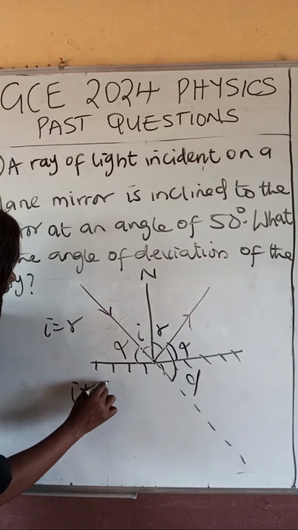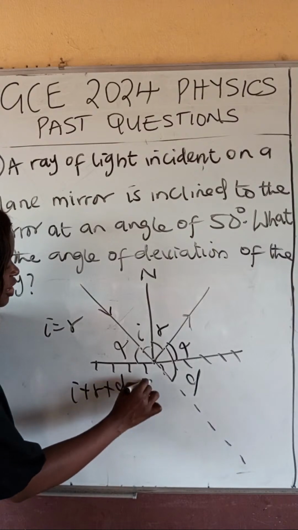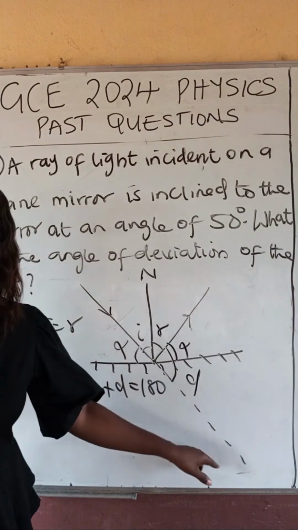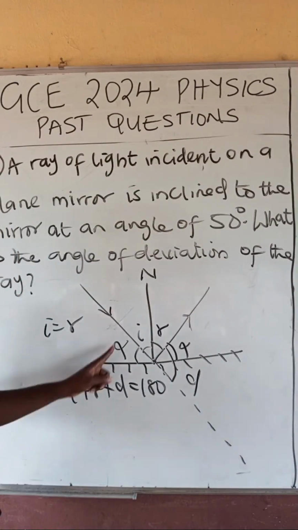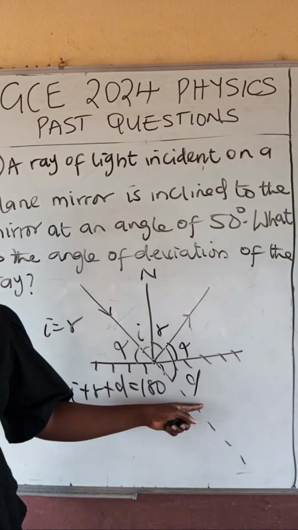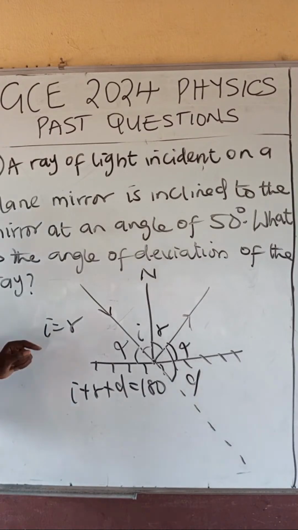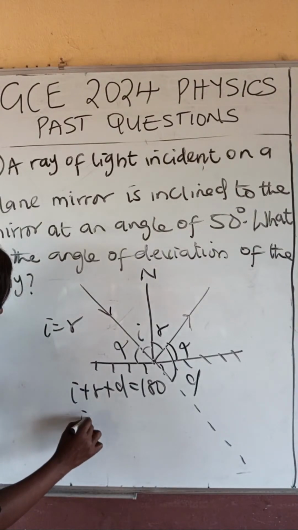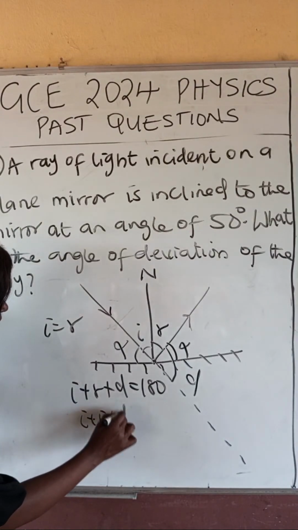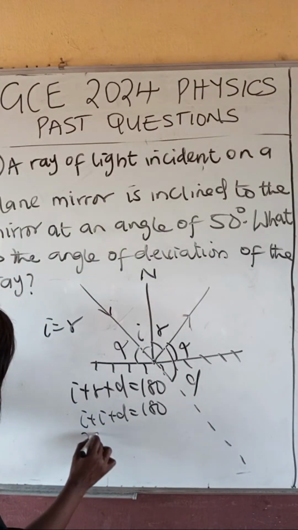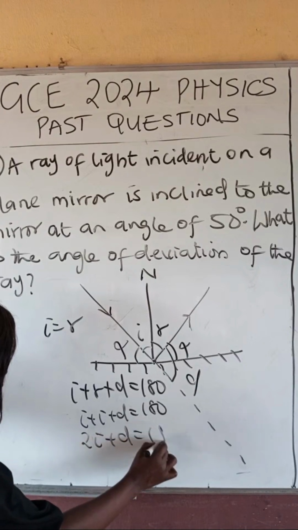I plus R plus D is equal to 180 degrees. The reason is because the sum of angles in a straight line is equal to 180. So we have I, R, and what? D. And from our second law of reflection, R is equal to I. So we can say that 2I plus D is equal to 180.